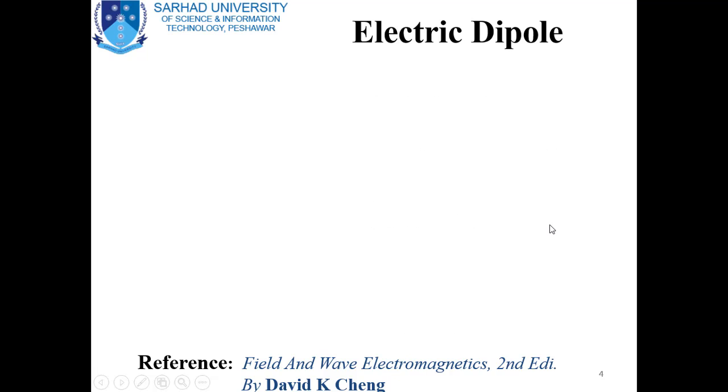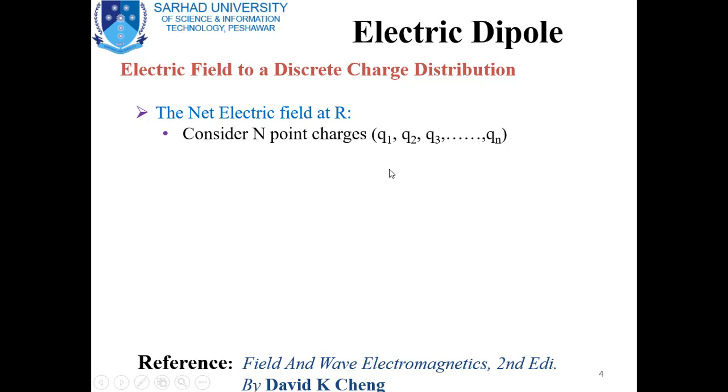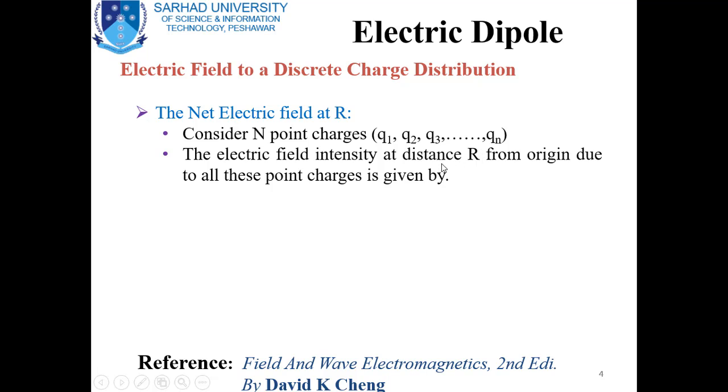So let's start with the topics related to the discrete charge distribution. In this slide we will first discuss the electric field intensity due to many charges at a single point, and then we'll study the electric field intensity for an electric dipole. So consider we have n point charges which are spread in three-dimensional space, and these charges are labeled as Q1, Q2, Q3, and we have n charges.